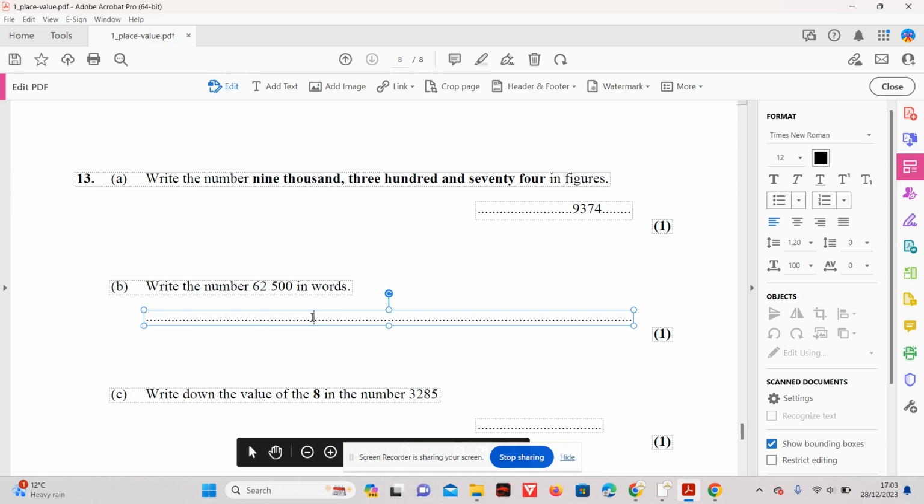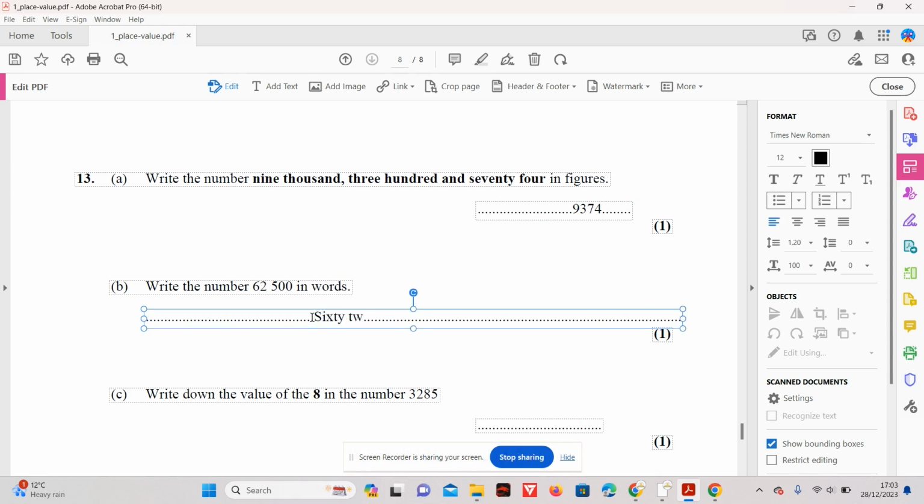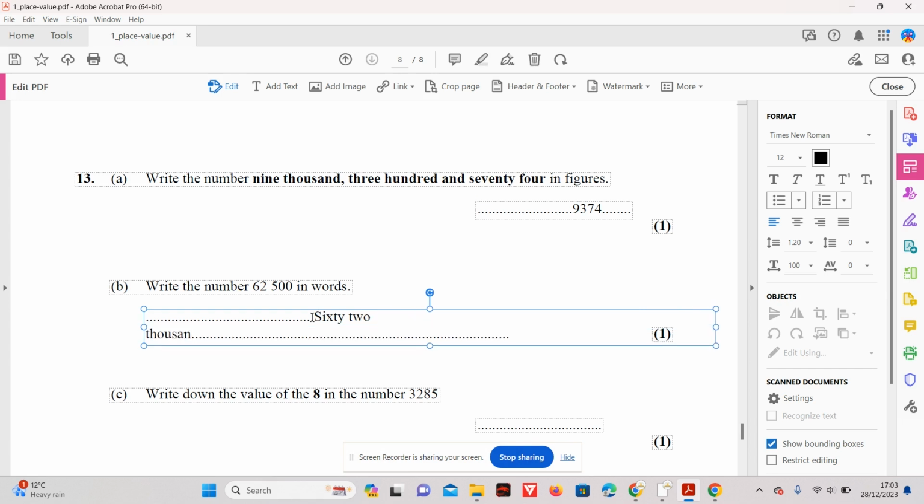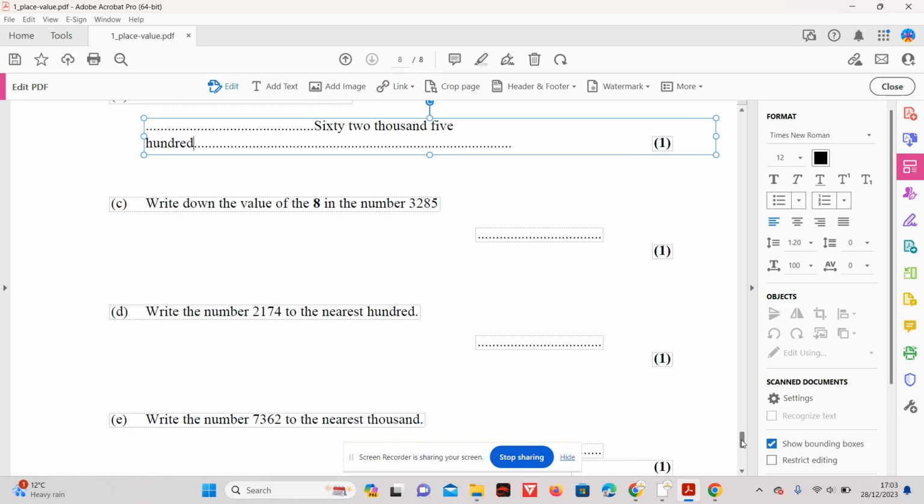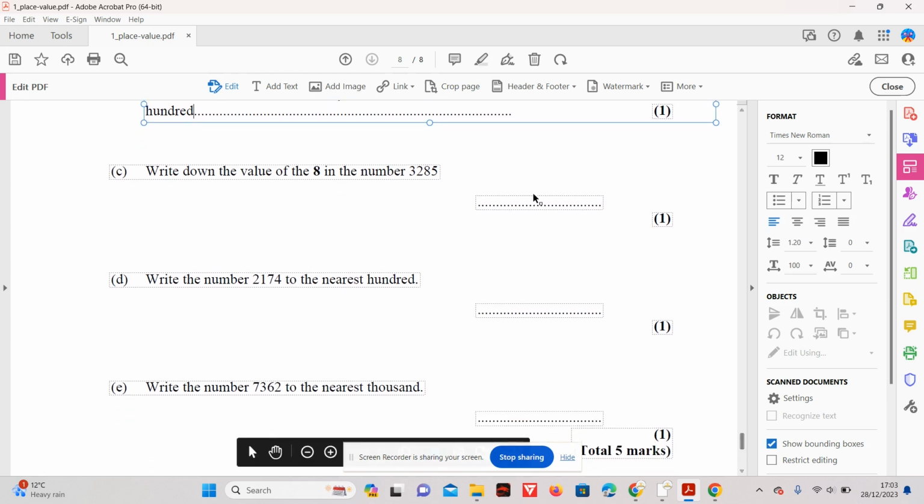Write the number 62,500 in words. So we've got 62,500. Easy peasy enough. And then we've got 3 more questions, although we're really dragging out the last one.